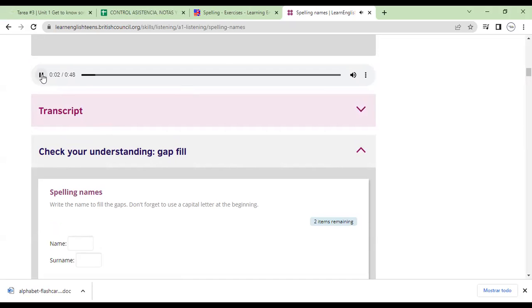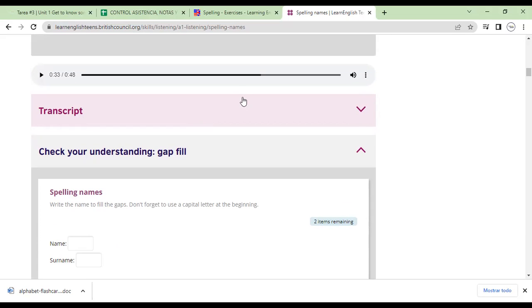Name. Annika. Can you spell that? A-N-I-K-A. What's your surname? Reeves. Can you spell that? R-E-E-V-E-S. That's right. Okay, did you get it? This recording was brought to you.